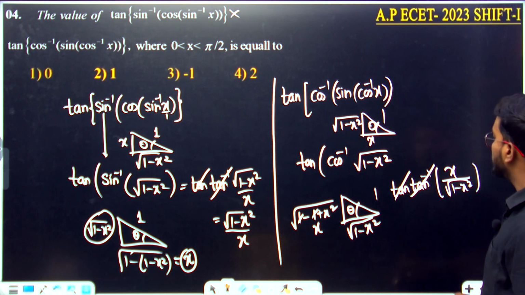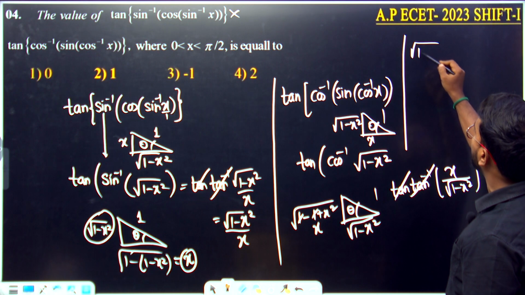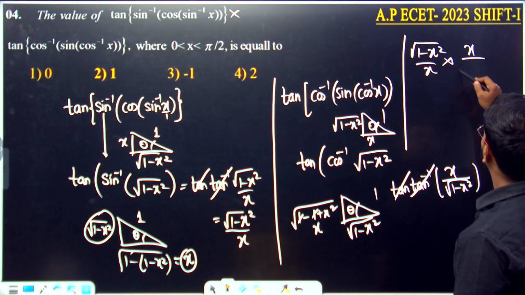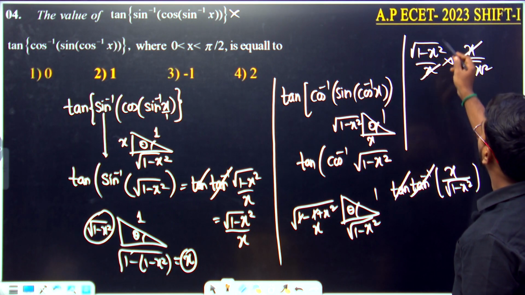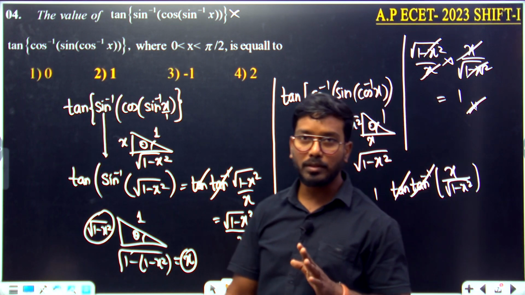What is the answer here? x by root of 1 minus x square. So the first expression's answer is root of 1 minus x square by x. The second expression's answer is x divided by root of 1 minus x square. Both get cancelled. What is the answer at last? 1. In examination, you are not going to solve this kind of problem, guys.